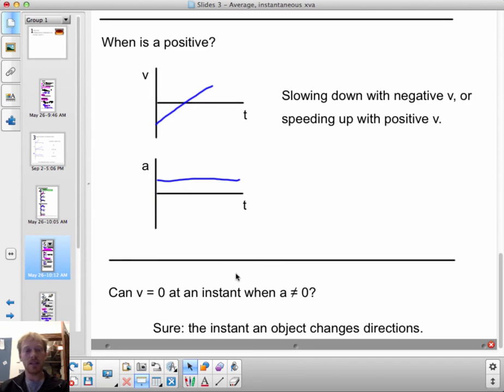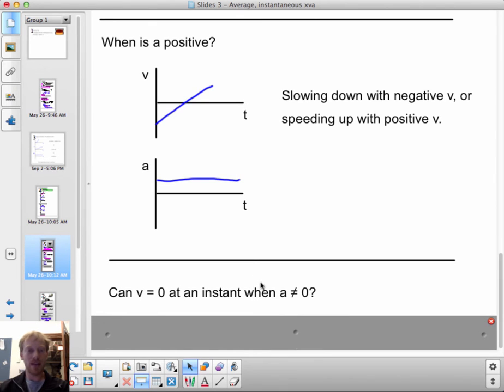Is it possible to have velocity equals 0 at an instant where there's a non-zero acceleration? Why, yes, there is just such a moment. And this is what happened when I pushed the fan cart towards the motion detector, if you remember. The moment when it switched directions, it was instantaneously at rest, but it was accelerating the whole time, even though the value of the velocity was 0. The velocity was always changing in a way that it was getting more and more positive. So we did have 0 velocity at an instant where there was positive acceleration.